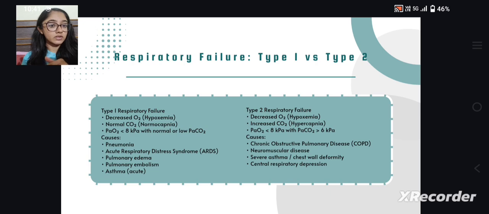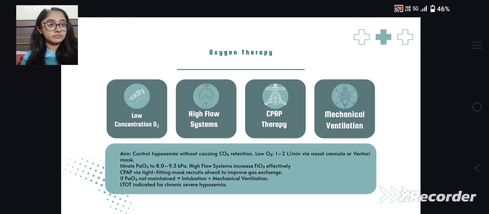So what will be the causes for type 1? Pneumonia, acute respiratory distress syndrome, pulmonary edema, pulmonary embolism, asthma, the acute one only. Then for type 2, causes will be COPD, neuromuscular disease, severe asthma, chest wall deformity, central respiratory depression, etc.